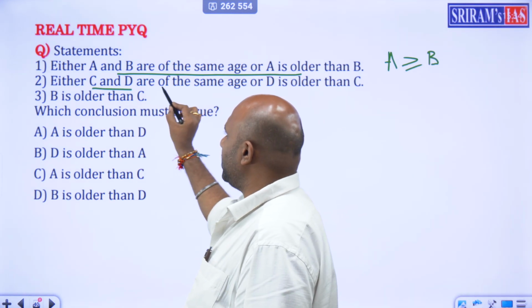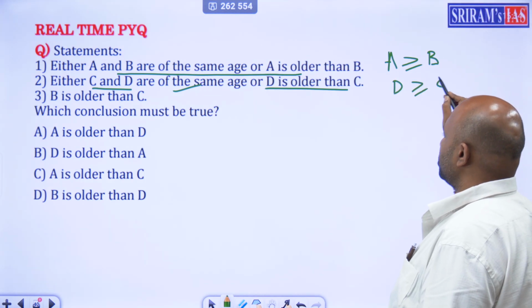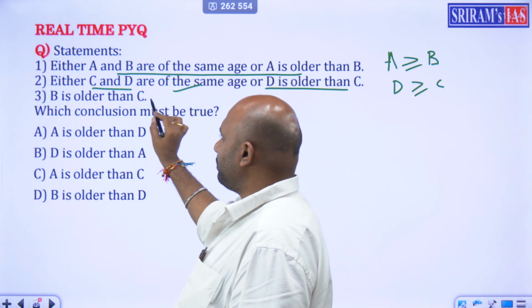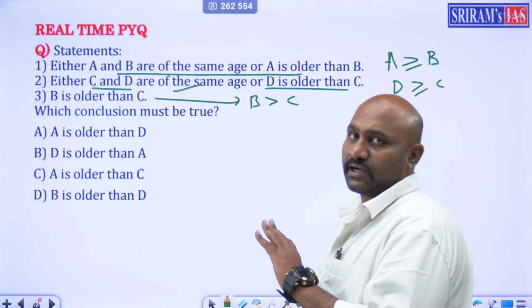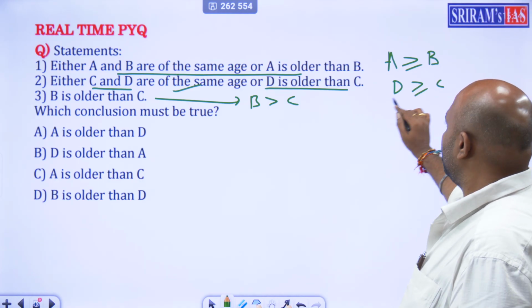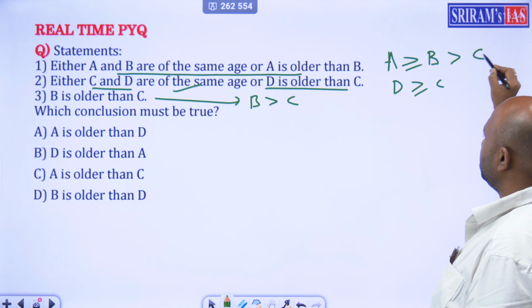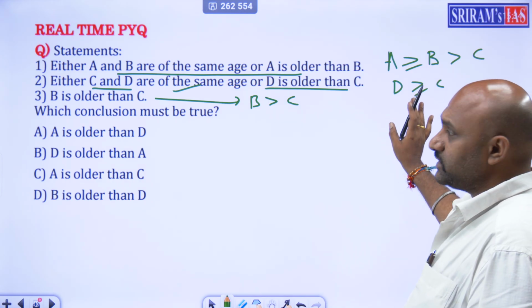Next, either C and D are of the same age or D is older than C. So D is greater than or equal to C. This is the situation. And B is definitely older than C. From this, B is definitely greater than C. So B is definitely greater than C can be added here, and D is definitely greater than or equal to C. So that is the situation.